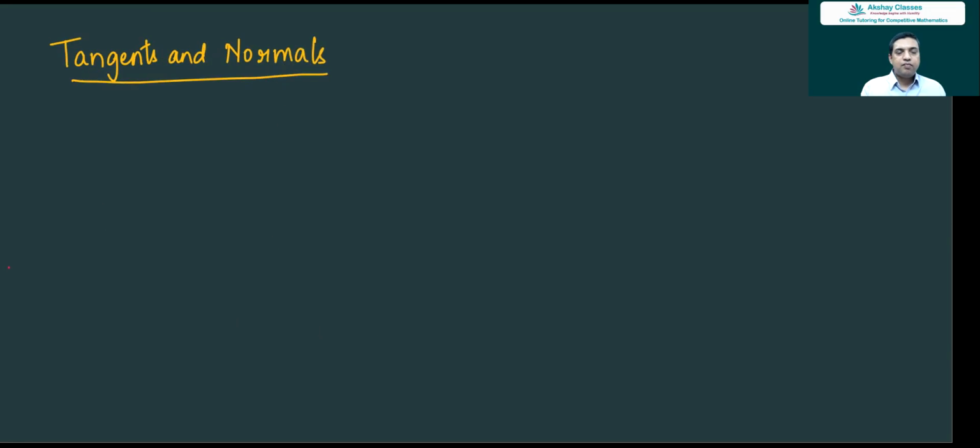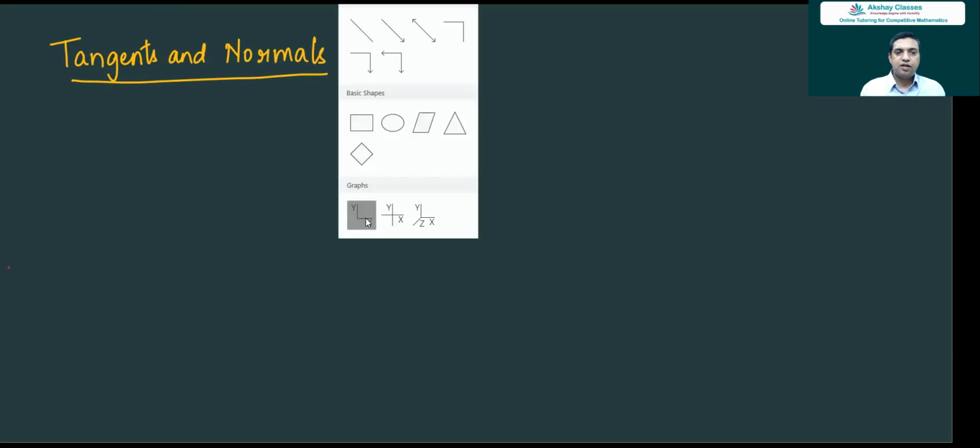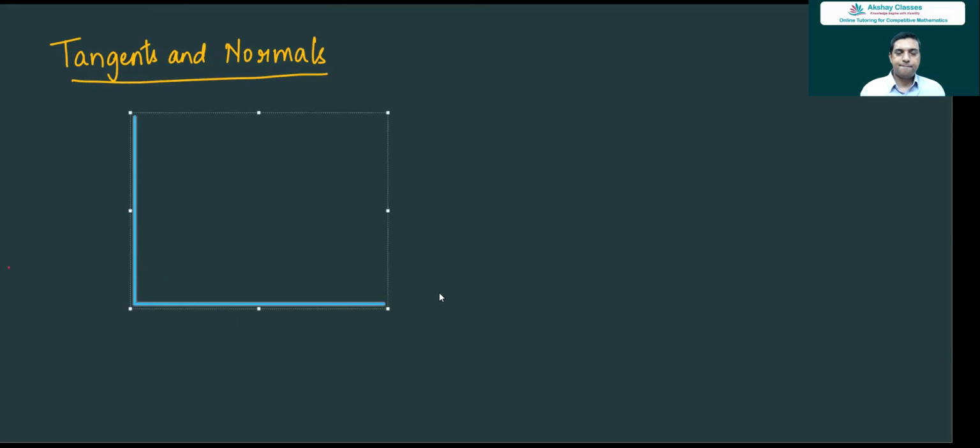So simple, let us first plot a curve. So let's say we have a curve, some curve like this. Now, at a point on the curve, some point P on the curve, we can draw a tangent to this point.